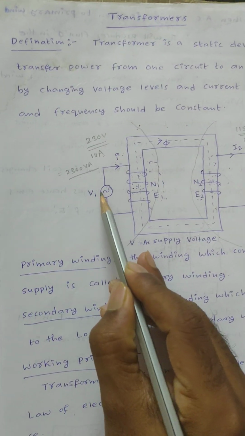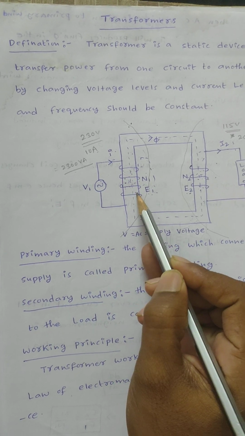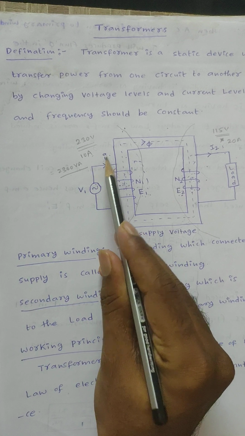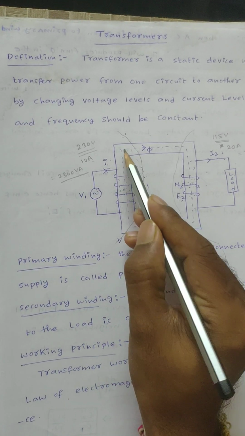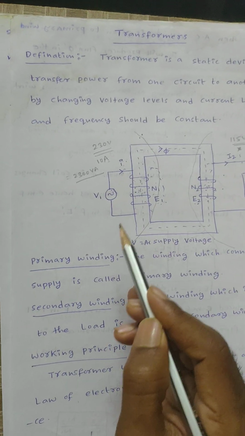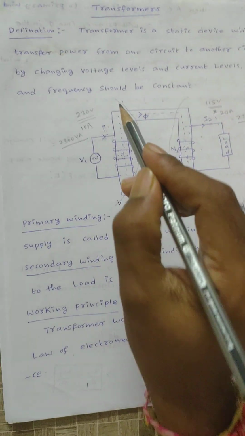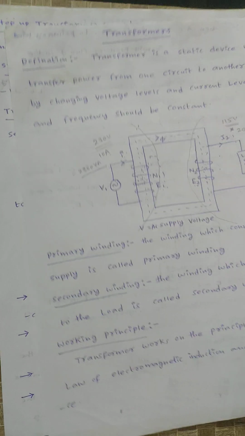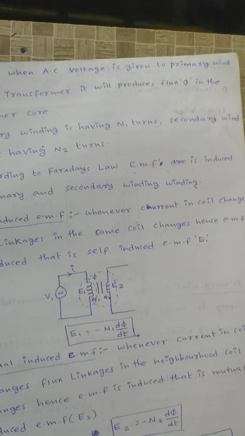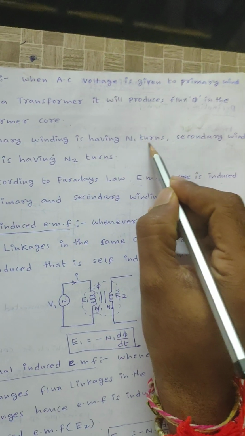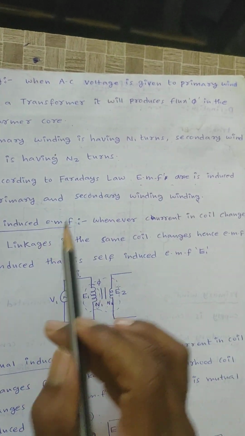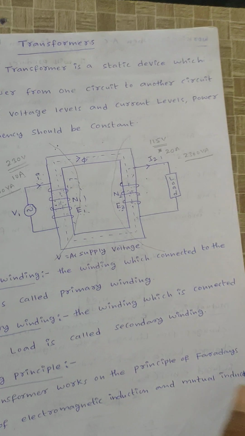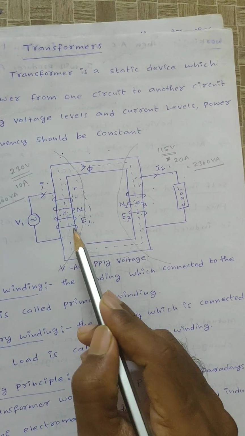Here, AC voltage V1 is given to the primary winding of a transformer. Because of this AC voltage, current I1 flows into the primary winding. This current will produce a flux phi in the transformer core. The produced flux also links with the secondary winding. This primary winding has N1 number of turns and the secondary winding has N2 number of turns. Now we will discuss how this EMF, E1 and E2, is induced.